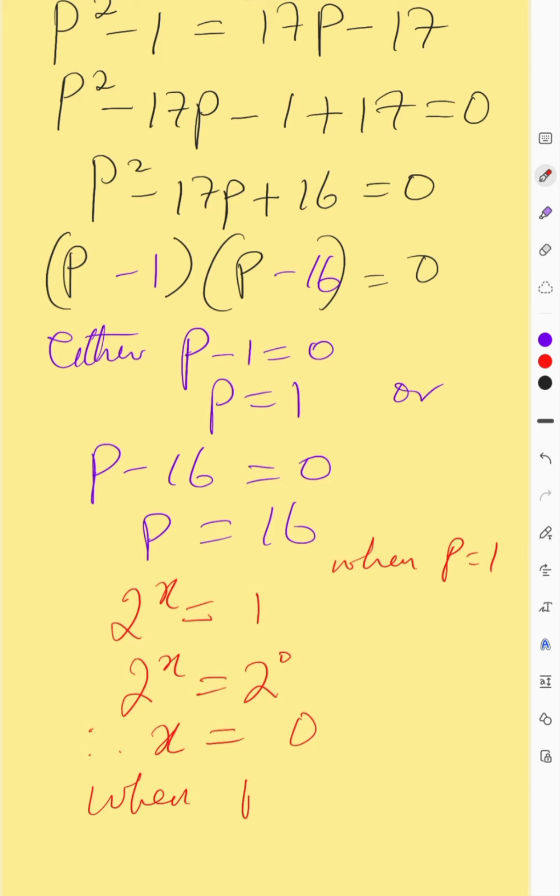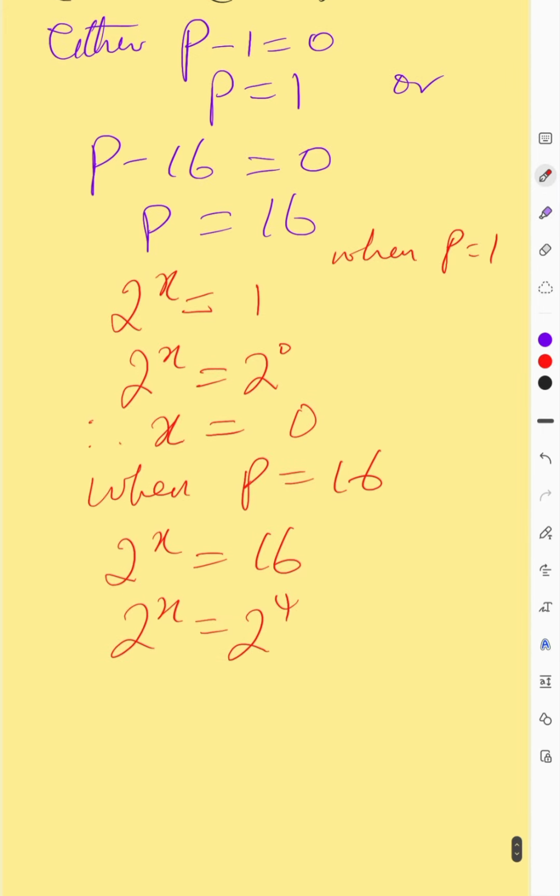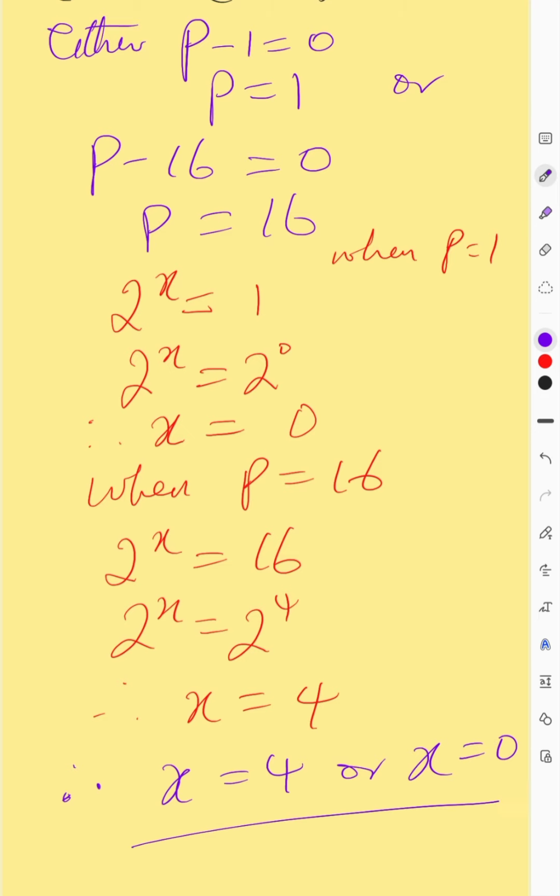When p is equal to 16, we shall have 2 to the power of x is equal to 16, and 16 can be seen as 2 to the power of 4. The bases are the same thing, you equate the powers, so x is equal to 4. Hence, the solution to this problem before us is x is 4 or x is equal to 0.